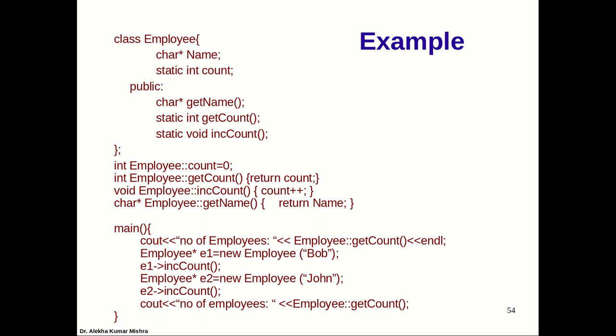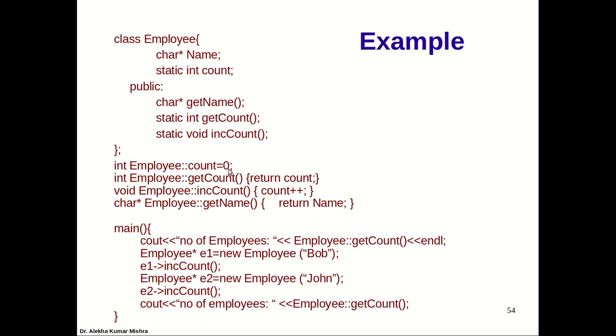So see that getCount will simply return the count, and incrementCount will simply increment the count value. So when we start our program, the count of this Employee class is 0, right? Then we have created a new employee, let's say E1, through dynamic memory allocation, using the name Bob. We are passing the name as Bob.